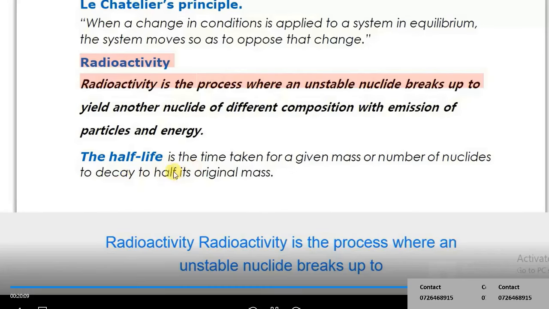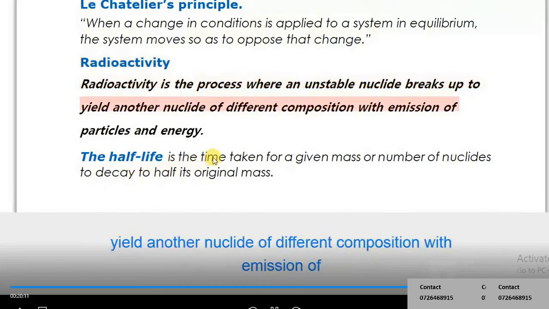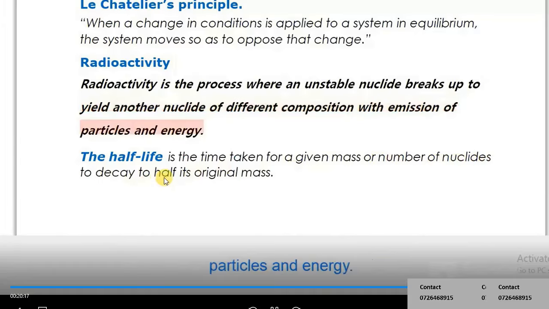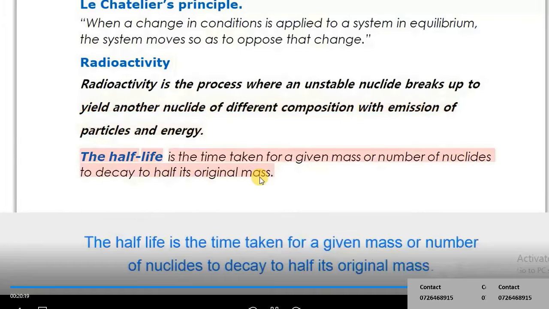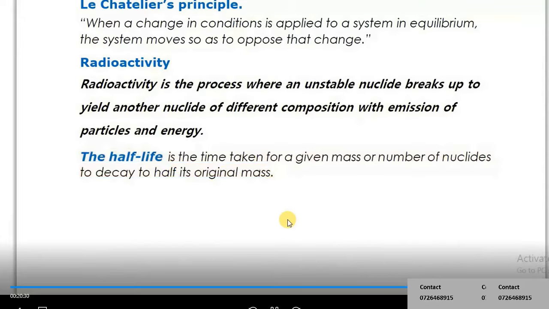Half-life. The half-life is the time taken for a given mass of a nuclide to decay to half its original mass. That is the key word. The period, the time taken for a nuclide to decay to half the original mass, is called a half-life.